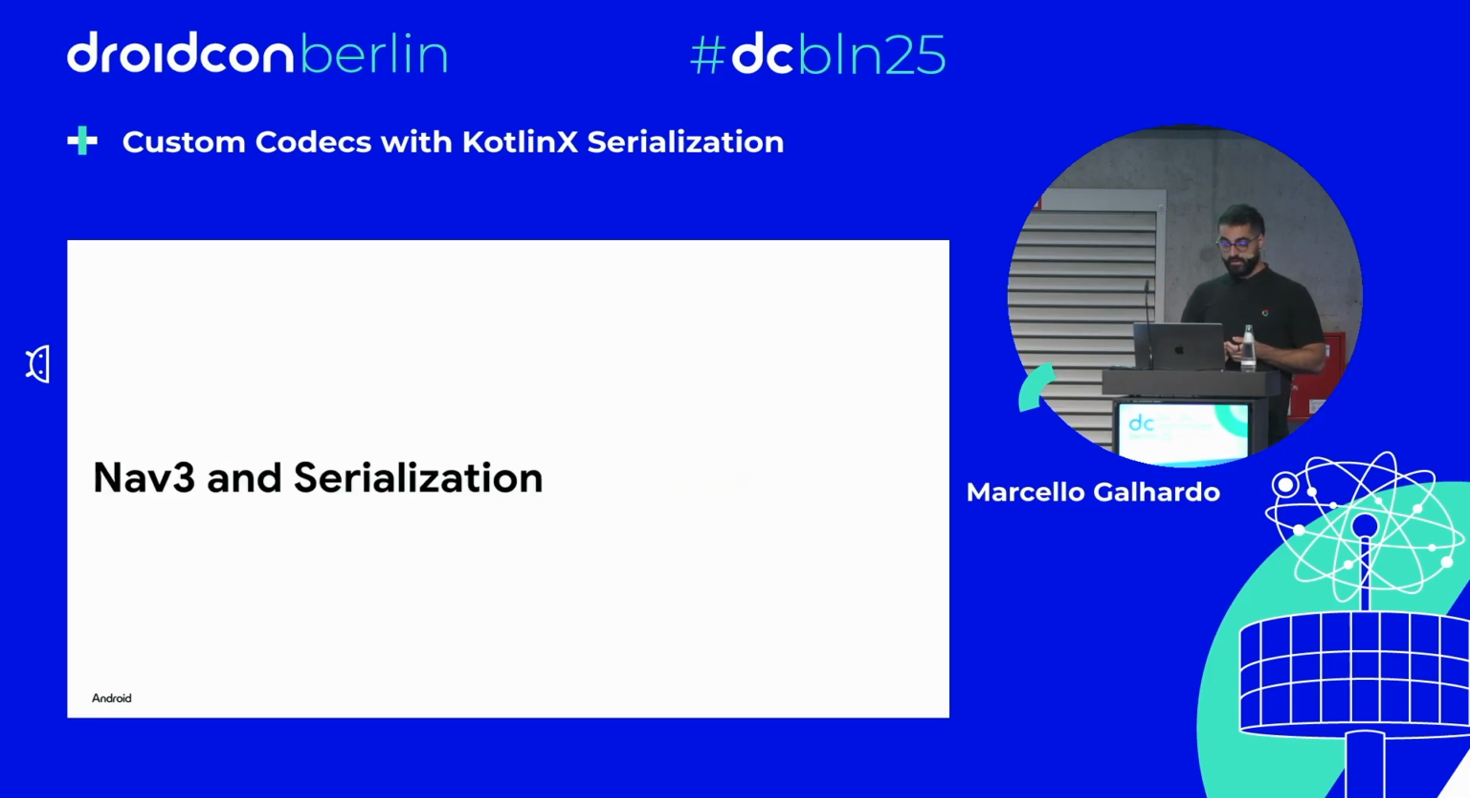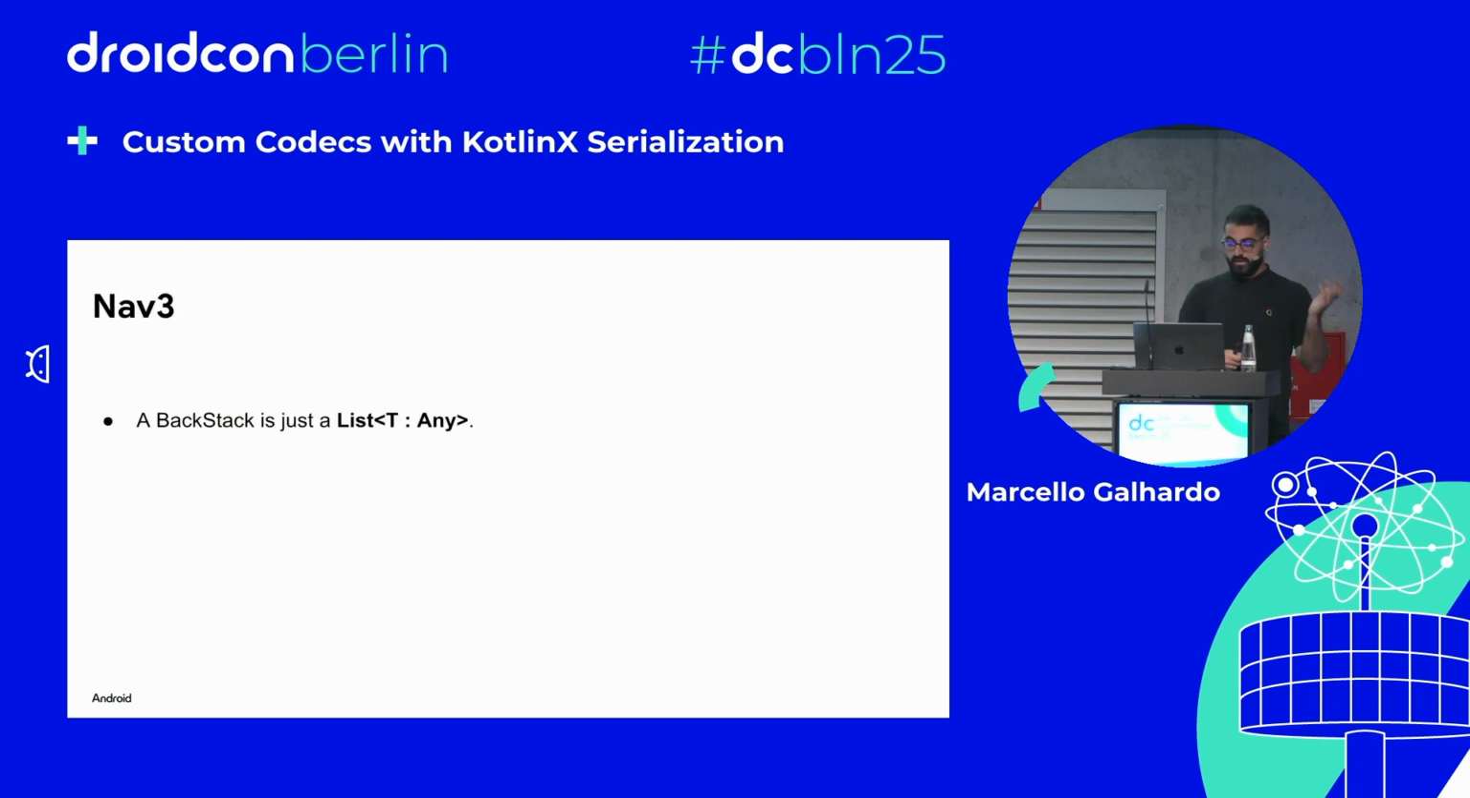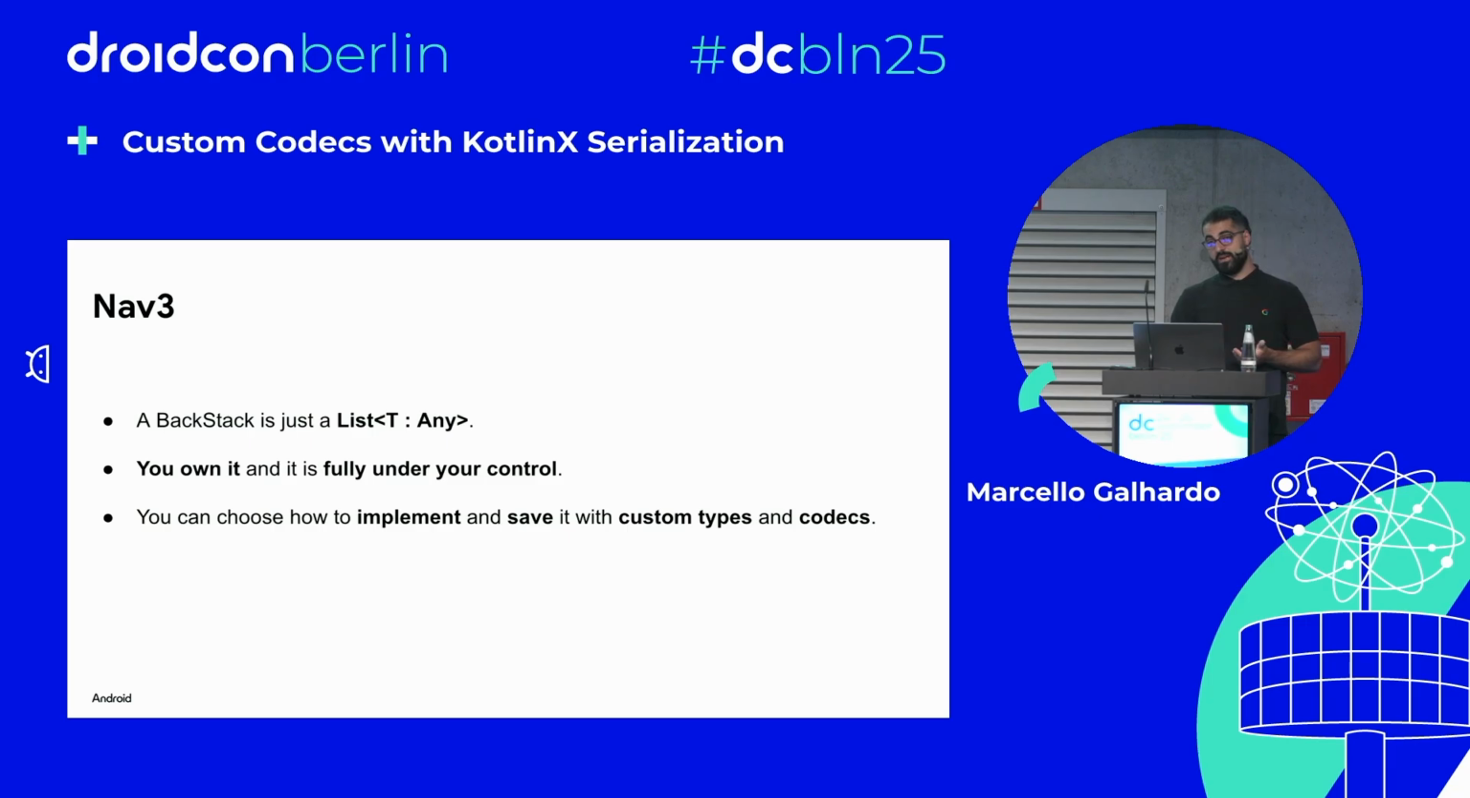So let's talk a bit about Navigation Tree and how it works with serialization. This is where the SavedState codec that we just built is going to be used, and it's more, I guess, interesting to see in practice. In Navigation Tree, a backstack is just a list of T any. You own this list, so you're fully in control. You decide how to implement it the way you want, how to save it, whether it's with your own types, your own codecs, serializers, and so on.